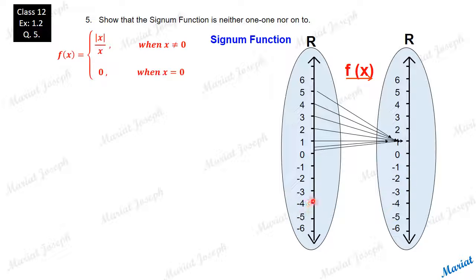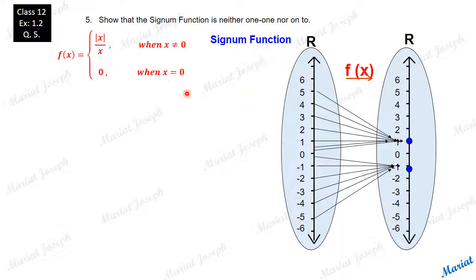Try another negative number. Say minus 4. Modulus of minus 4 upon minus 4. Modulus of minus 4 is plus 4 upon minus 4, again minus 1. So all these negative numbers are giving me the image minus 1. So the two images we got so far are 1 and minus 1.